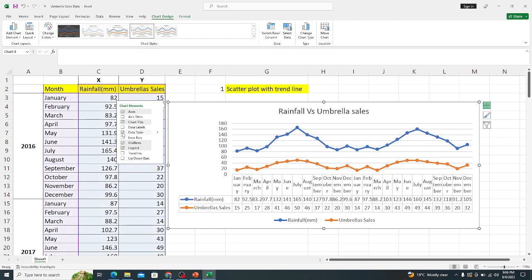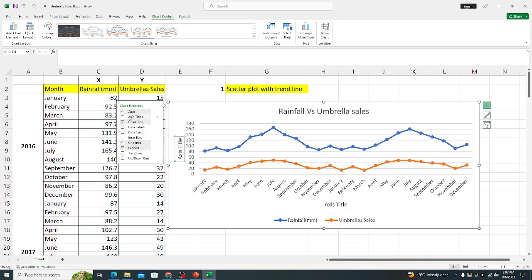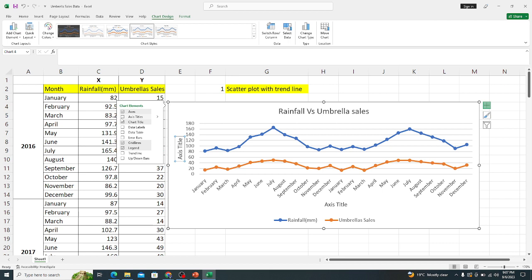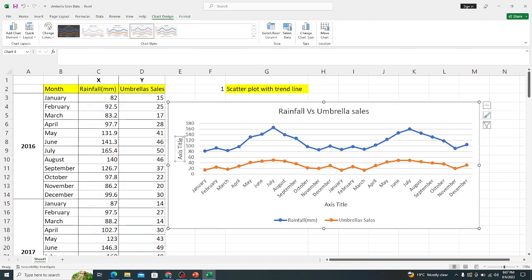Okay, but as well it will make your graph look so busy. Then maybe now we need the axis. You can just click here. We need the axis. Once you check the axis, you'll see now we have axis title.